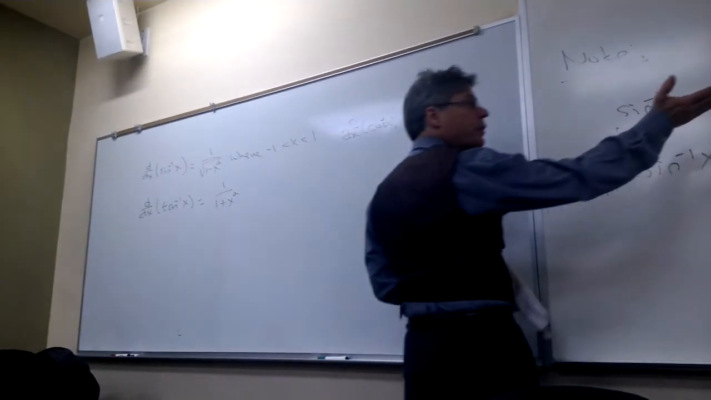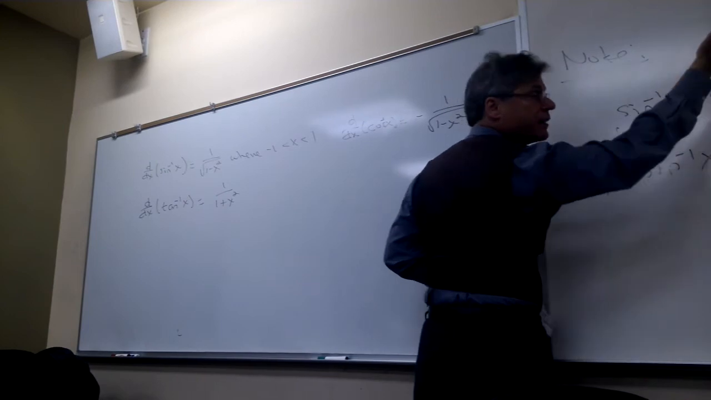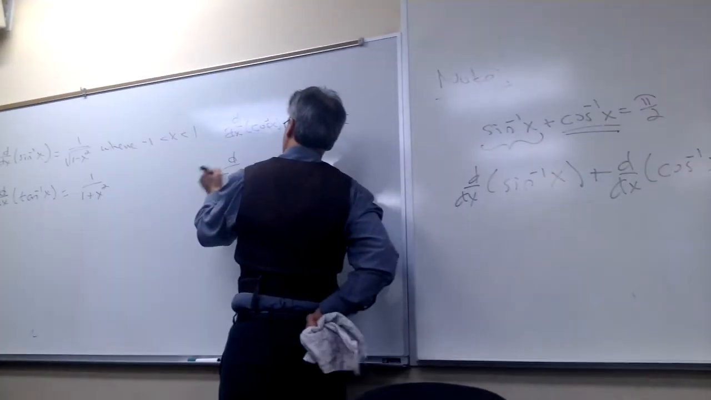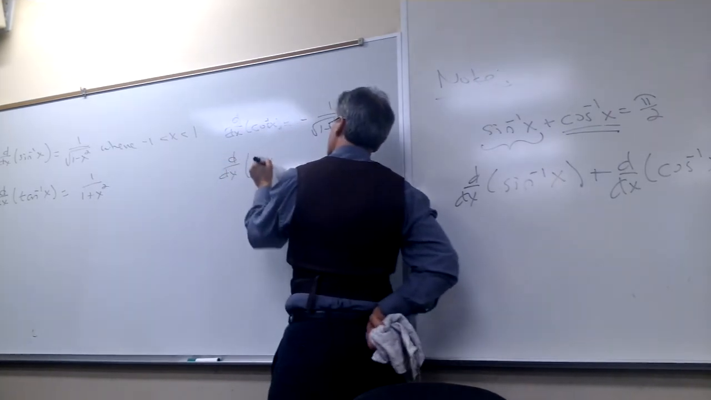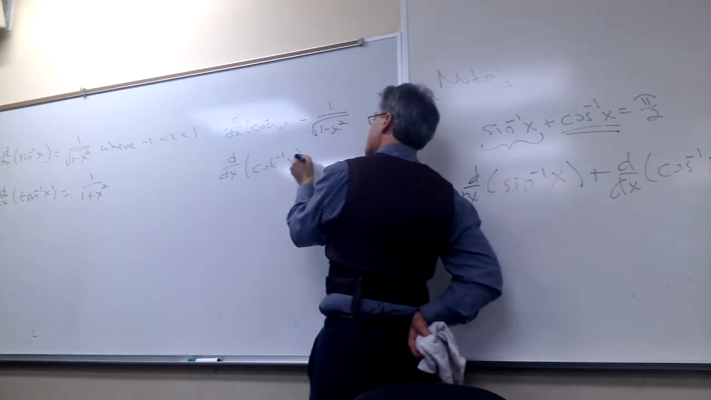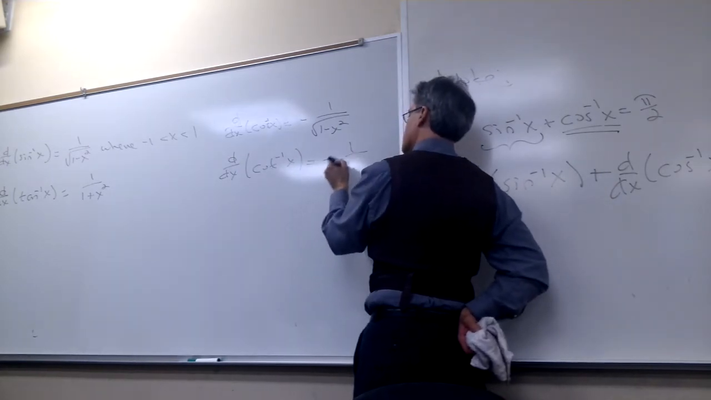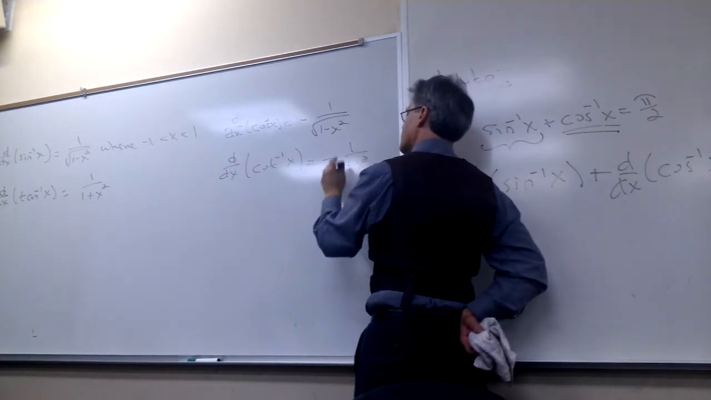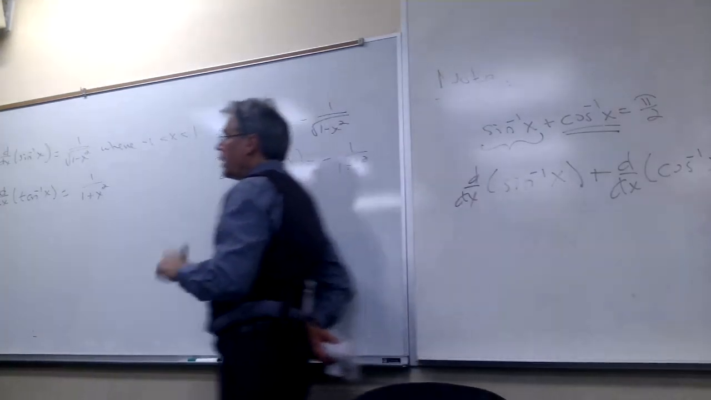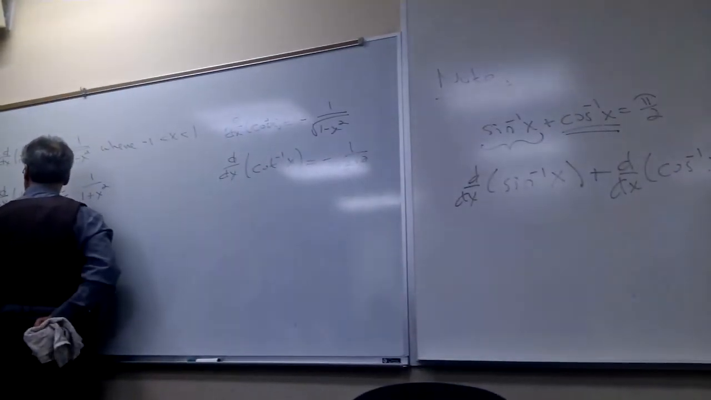Using a similar co-function identity relationship, I think to differentiate with respect to x the inverse cotangent of x is simply going to give me a sign change from the derivative of the inverse tangent of x. I'll leave it for you guys to check.